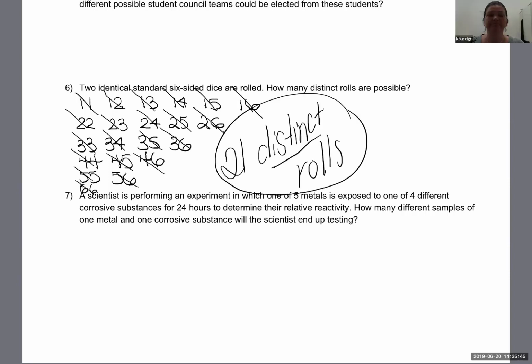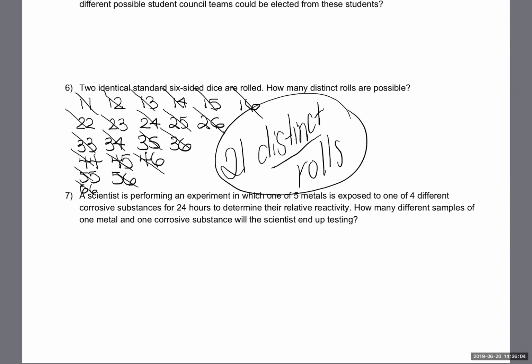Great. Now, David, if one was a red die and one was a blue die, it'd be different. It'd be 6 times 6 because a red 5 is not the same as a blue 5. I have a red 4 and a blue 3 versus a red 3 and a blue 4. Does that make sense? Mm-hmm.